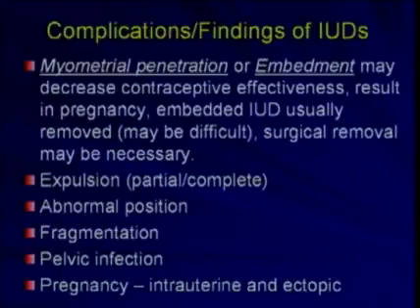What are the complications and findings of IUDs? Myometrial penetration or embedment may decrease the contraceptive effectiveness of the IUD and may be seen in conjunction with pregnancy. The embedded IUD is usually removed, and it may be removed with some difficulty, and it may require the patient to be taken to surgery. Expulsion can be partial or complete. Abnormal position, fragmentation, pelvic infection, and finally pregnancy, intrauterine, and ectopic need to be searched for.